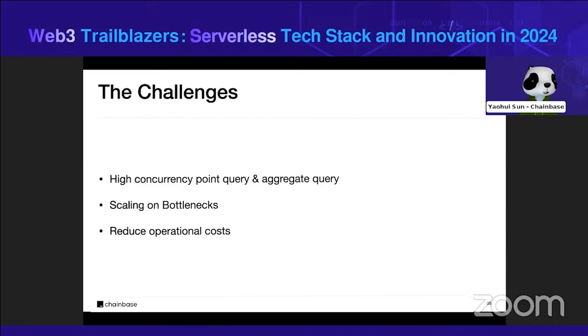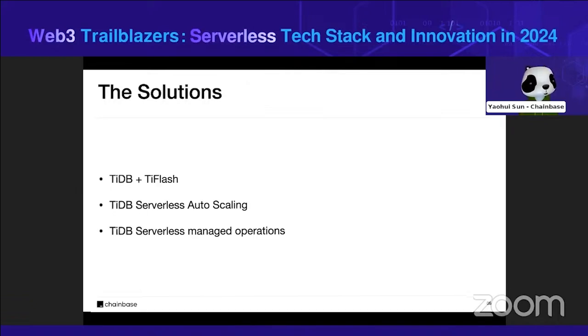To achieve this, we identified the key issues that needed addressing. First, the need for high concurrency point query and aggregate query capabilities, scaling challenges, especially at bottlenecks, and the crucial requirements to reduce operational costs. To tackle these challenges, the role of TiDB has been indispensable.